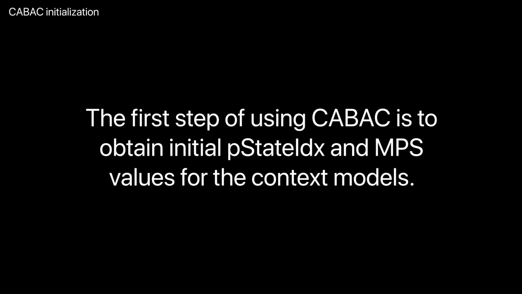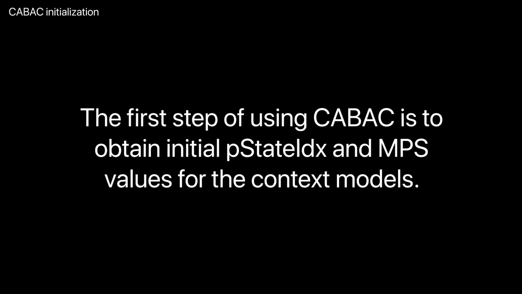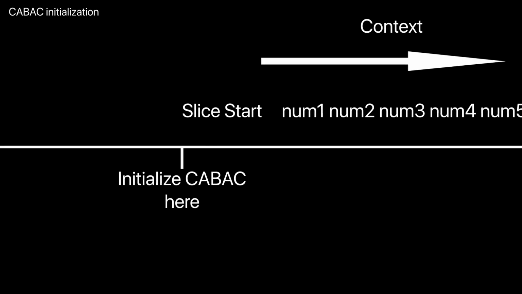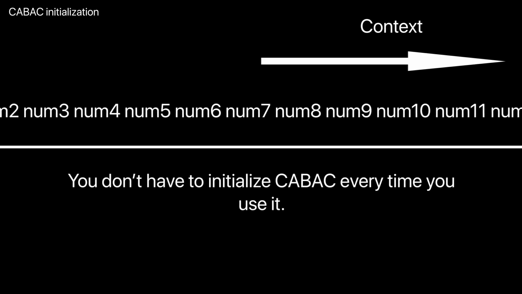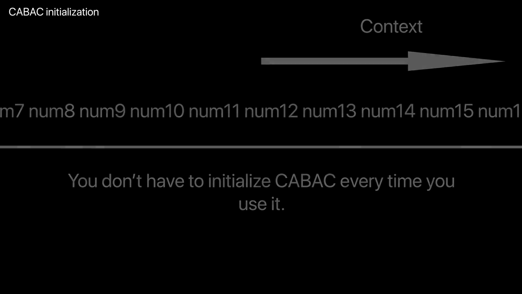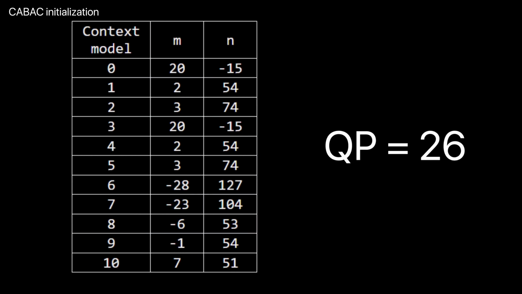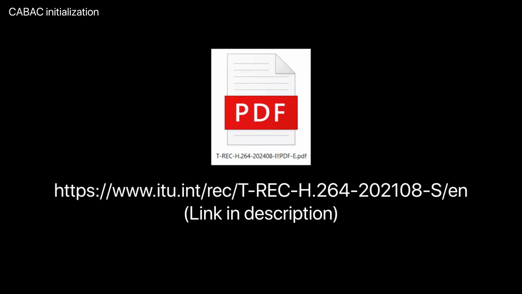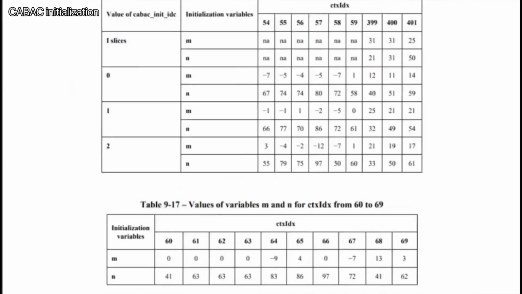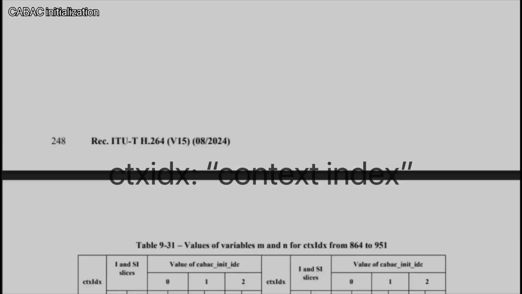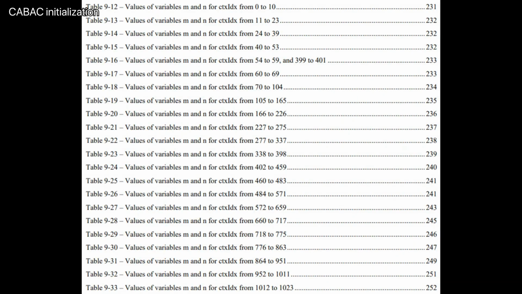The first step of using CABAC is to initialize the context models. To allow for context to build up, we only initialize once at the start of each slice, so in most instances you can skip this. To initialize, we will use two predefined variables, m and n, and our quantization parameter, 26 in our case, to determine p_state_idx and MPS. The H264 specs gives a table of m and n values for each context model or ctxidx in tables 9-12 to 9-33.